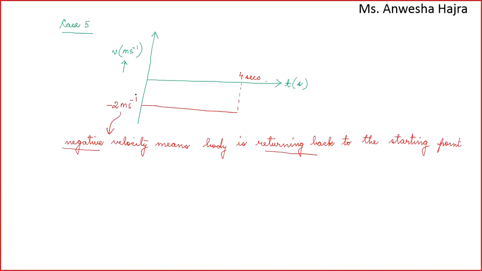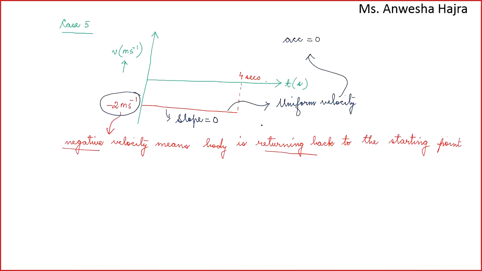So what can we say? Although the velocity is negative, here the velocity is constant. So we can say it is uniform velocity. Velocity is not changing. Uniform velocity means acceleration is 0. The slope of the graph gives acceleration. In this graph, the slope is 0. So acceleration is 0. The body is moving with uniform velocity, no acceleration, but it is returning back.